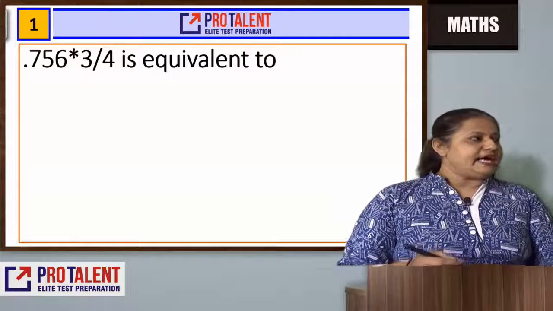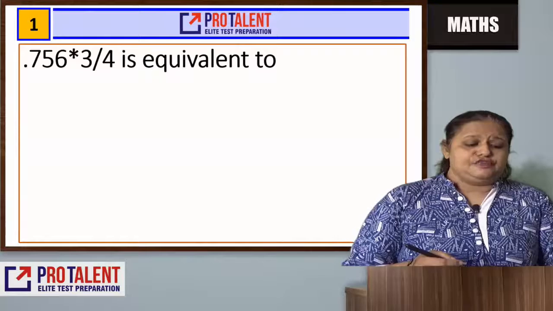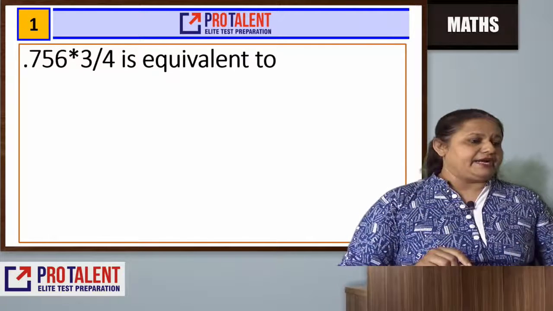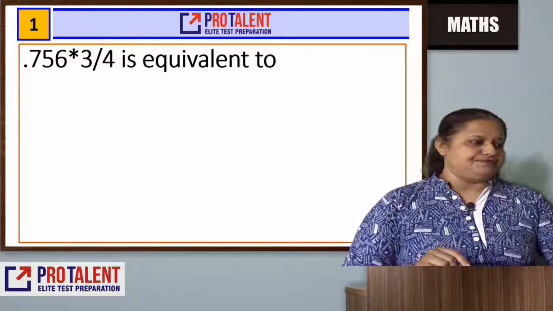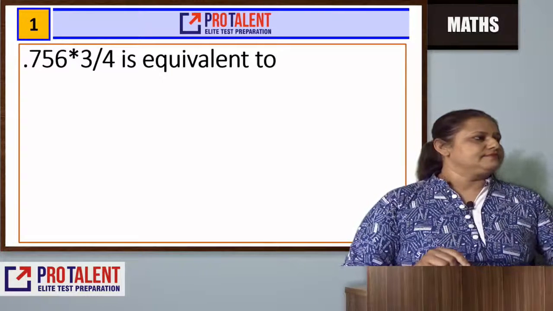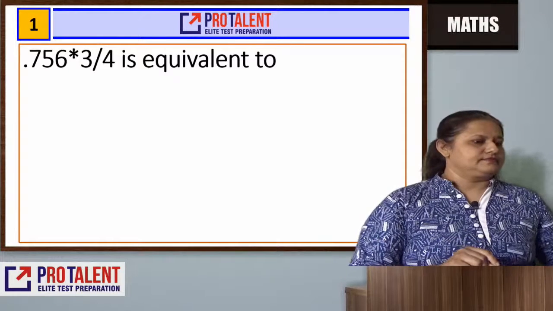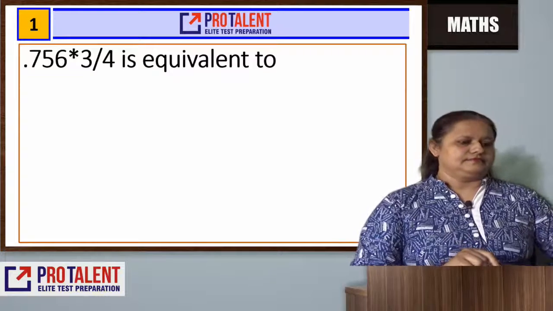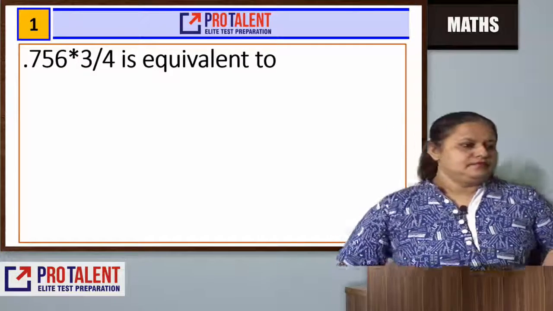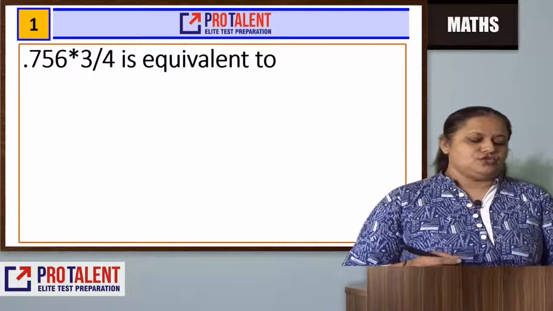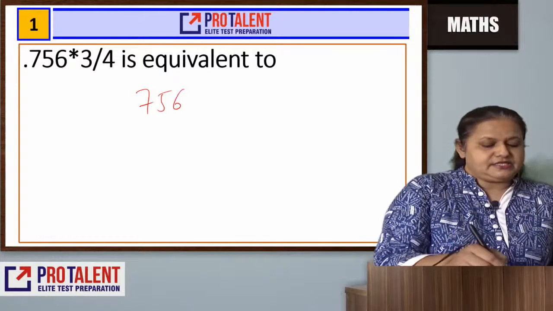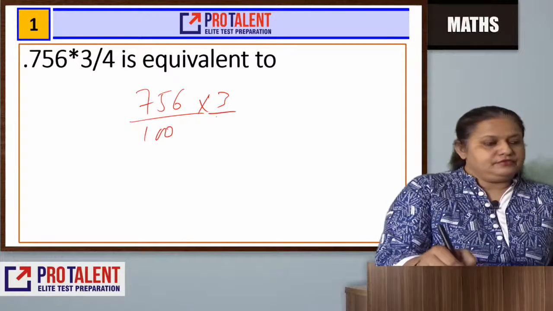Fine. As I said, we are going to learn the language of it. So first of all, tell me what would be the answer to this question: 0.756 into 3 by 4 is equal to what? The star is like multiplication. What is the answer to this question? 756 into 3 by 4, right?